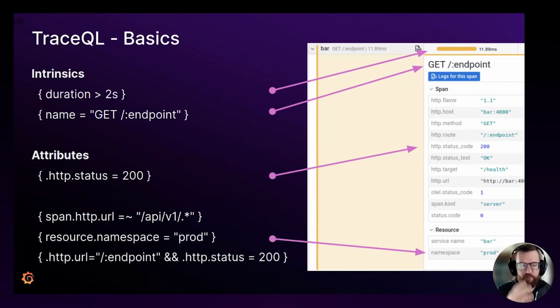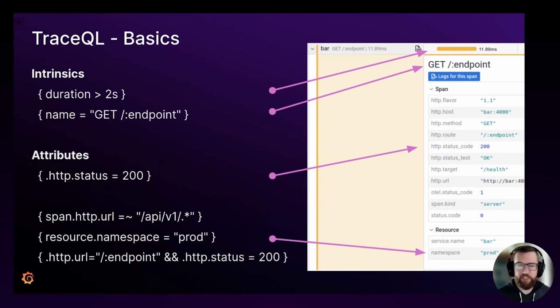So at the top, we see some of the intrinsics and some of those options. And on the bottom left of your screen, you should be able to see the various attributes. So a custom attribute like HTTP status. Notice that you can use the dot prefix to mean both span and resource, or you can specifically prefix and say, I'm looking for a span, or I'm specifically looking for a resource attribute. All of this is available.